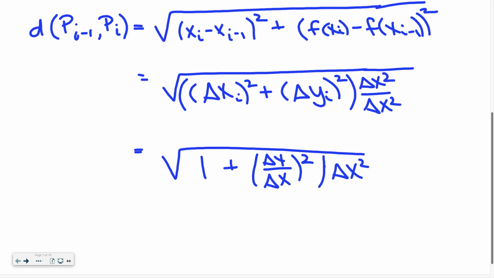So I'm going to distribute the denominator. Delta x squared over delta x squared is 1. Delta y squared over delta x squared is delta y over delta x, the quantity squared. And then I just kept the numerator delta x squared outside. Well, what's the square root of delta x squared?